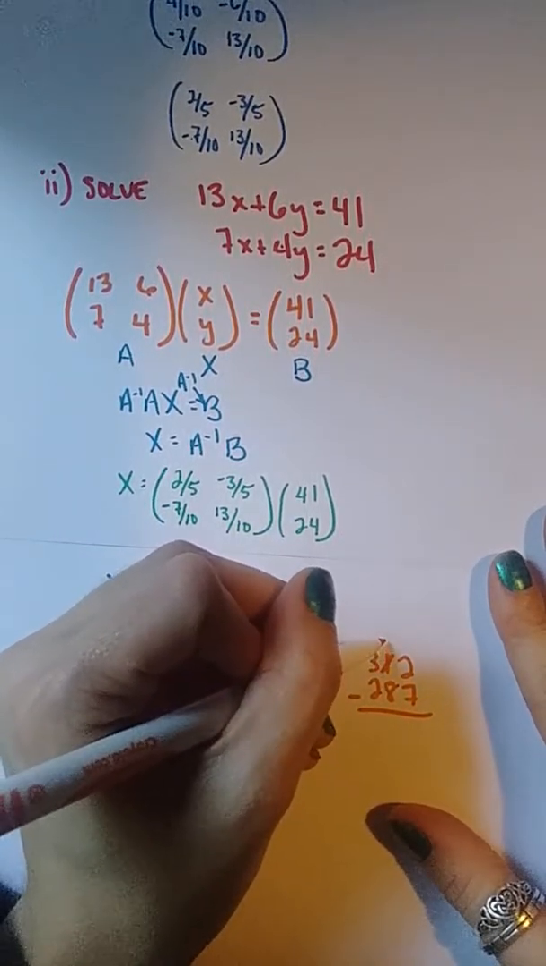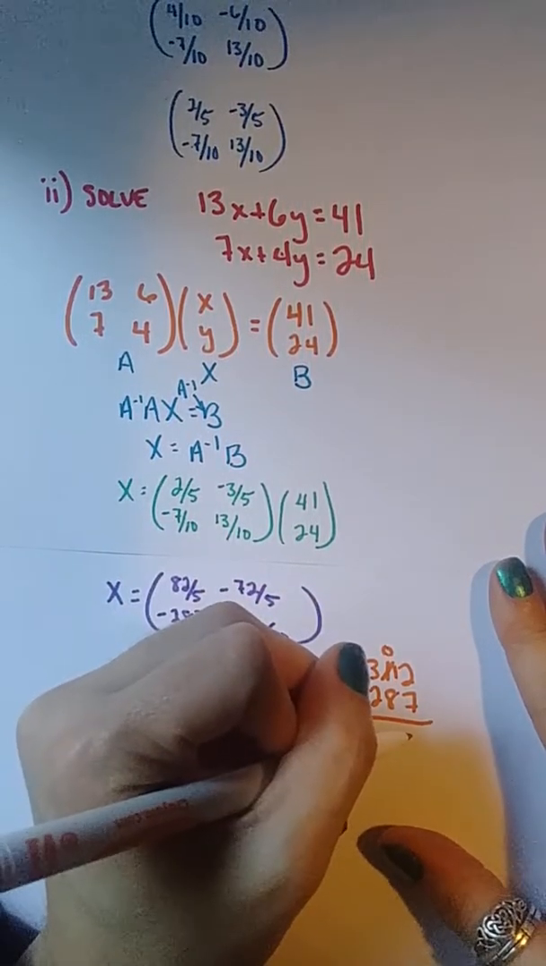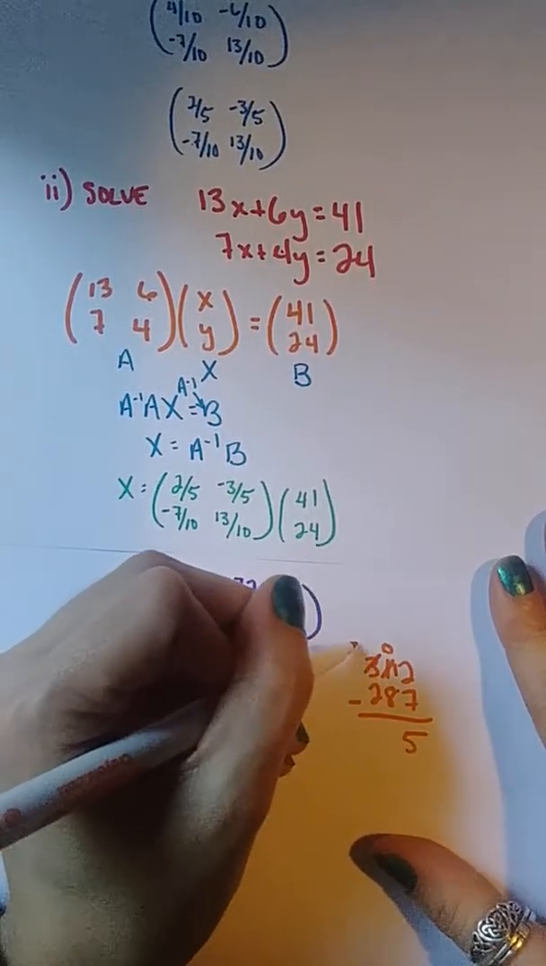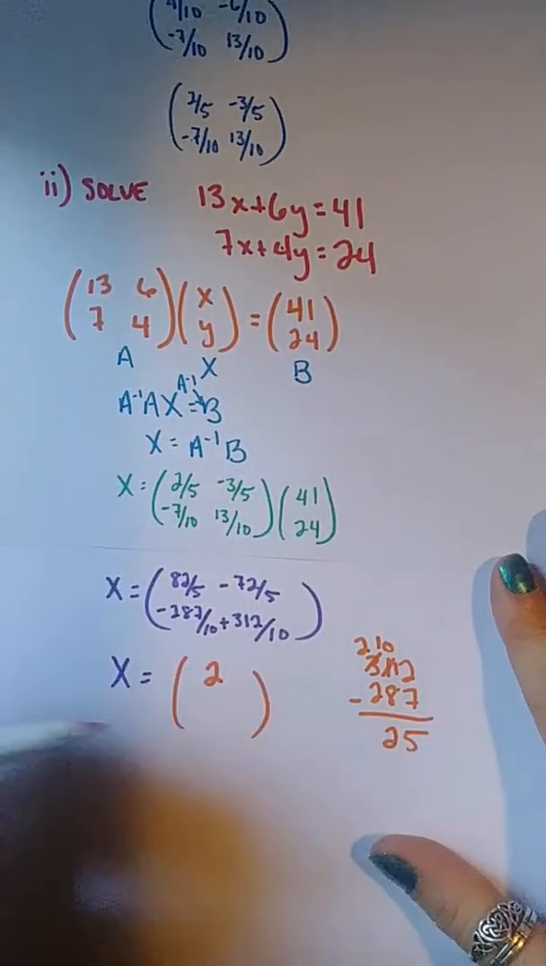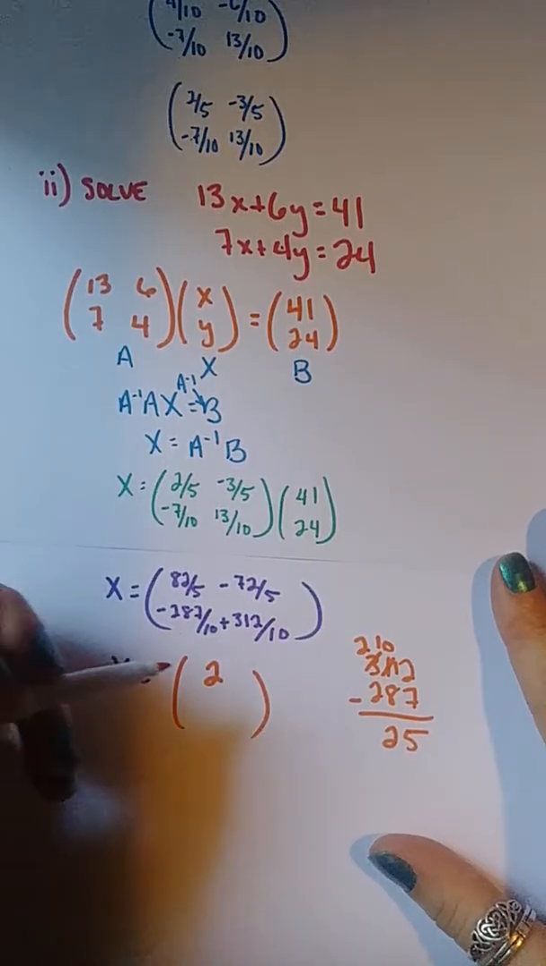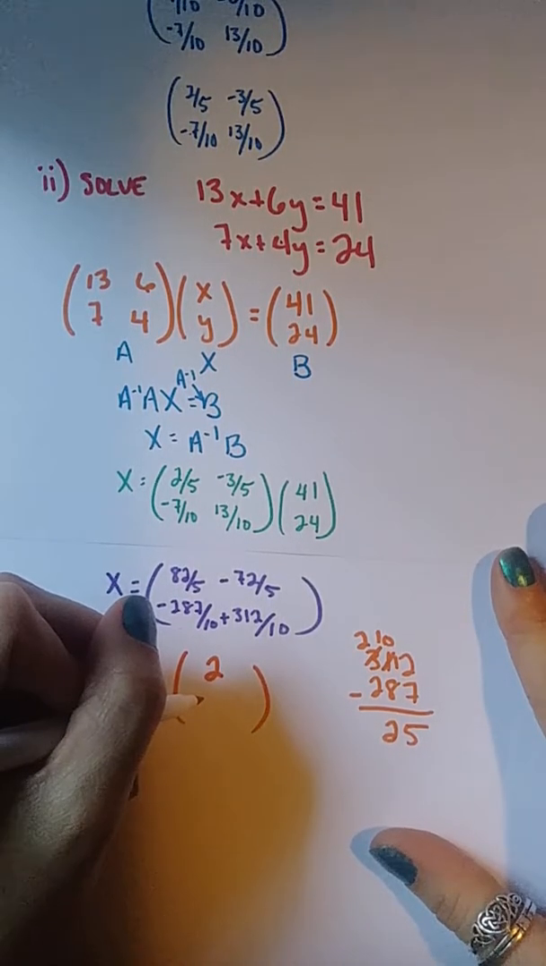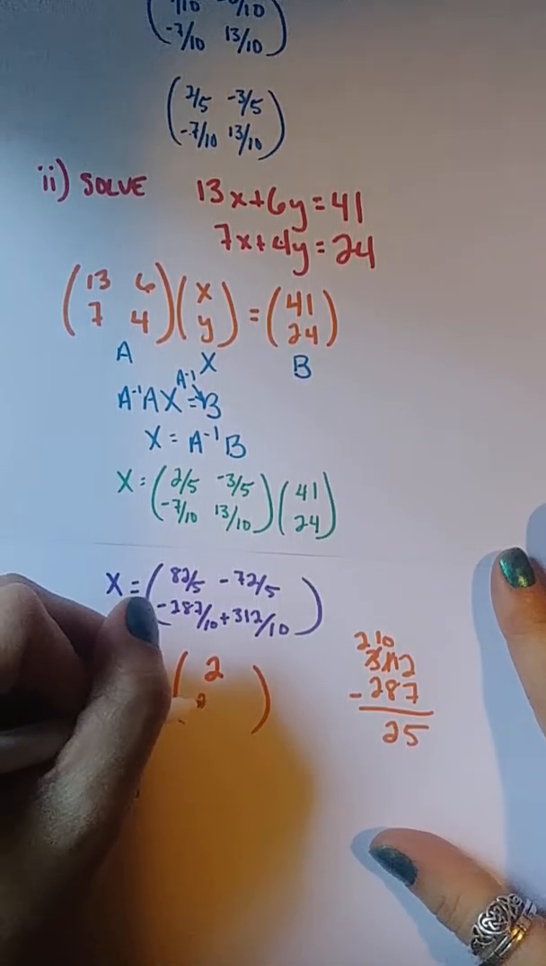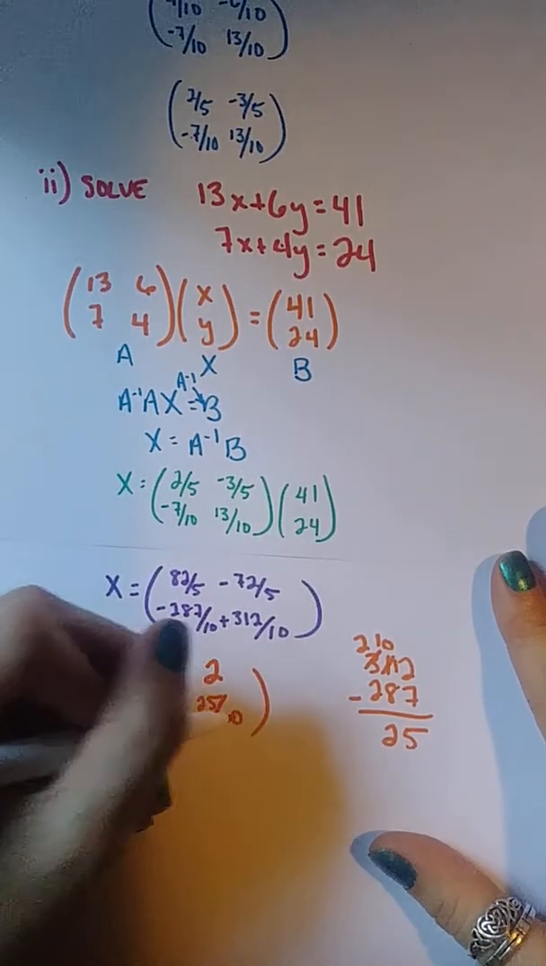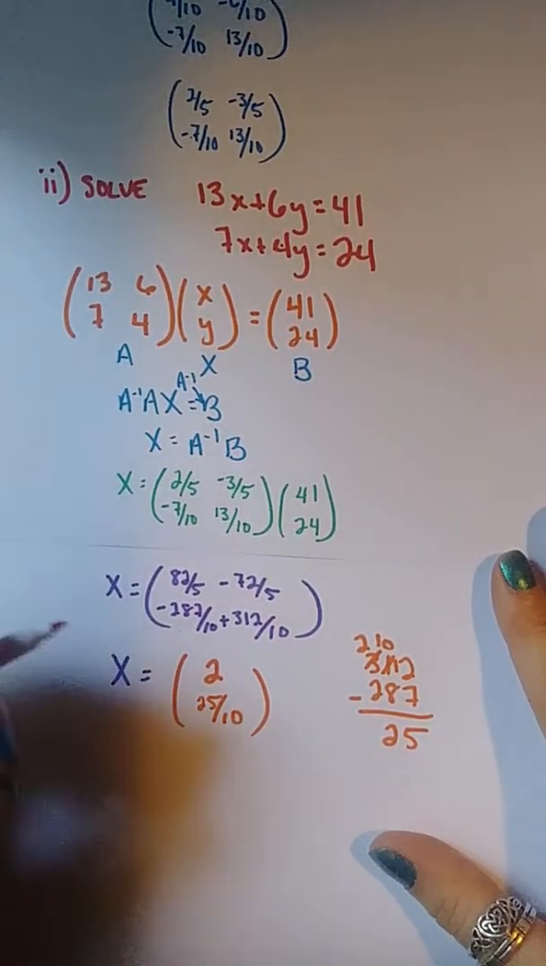I'm going to go ahead and borrow from the 1. That's going to become a 0. This is a 12. That's going to be a 5. Borrow from the 3. That becomes 10. That's a 2. Hey, look at that. This is just 25. And it's going to be over 10. So 25 over 10, which can reduce by 5.